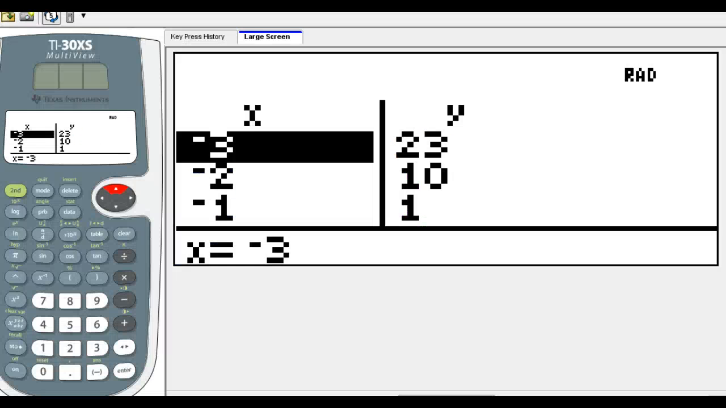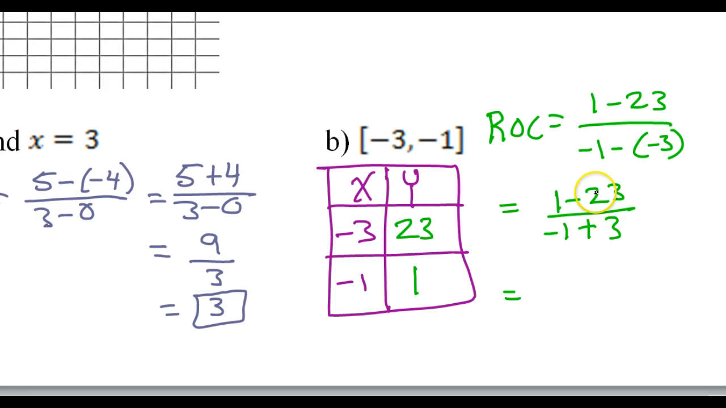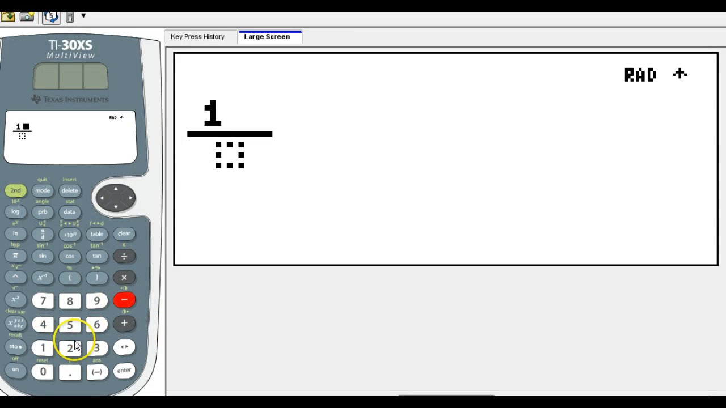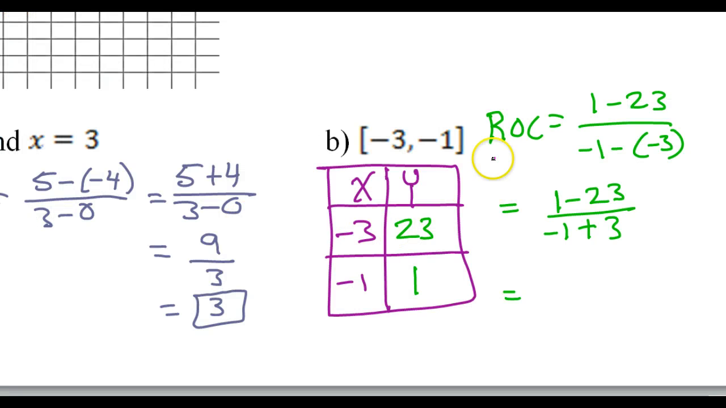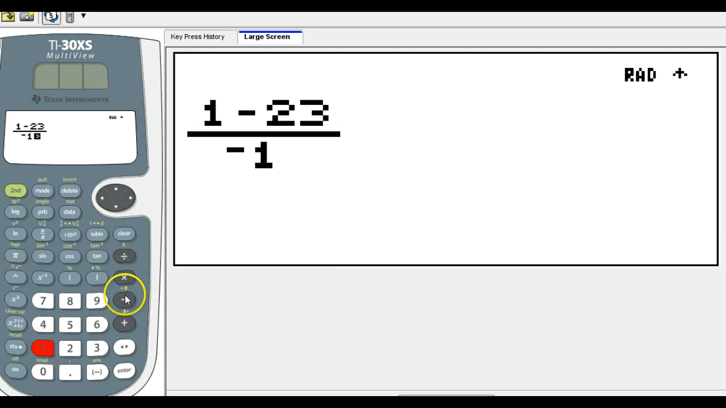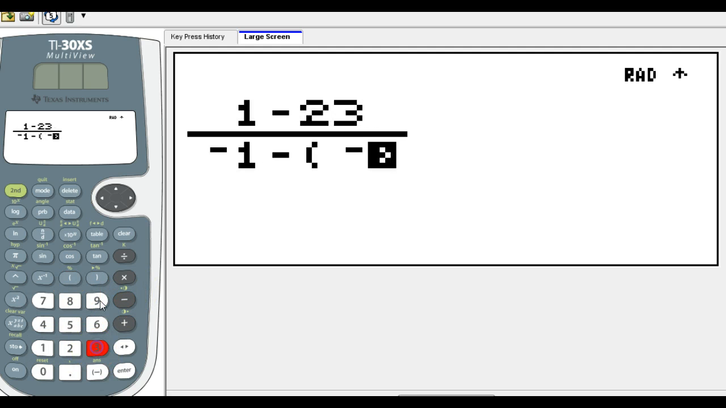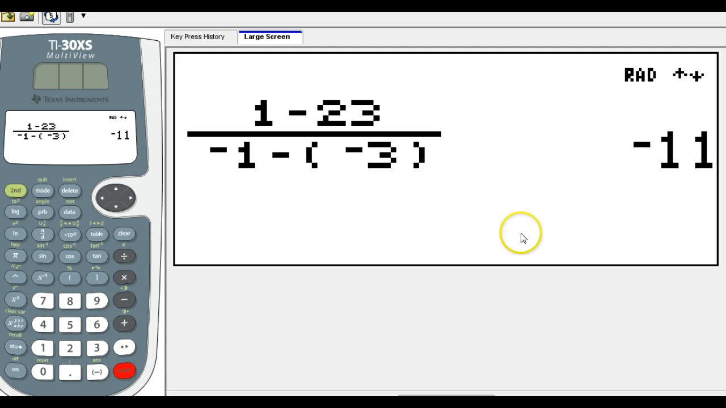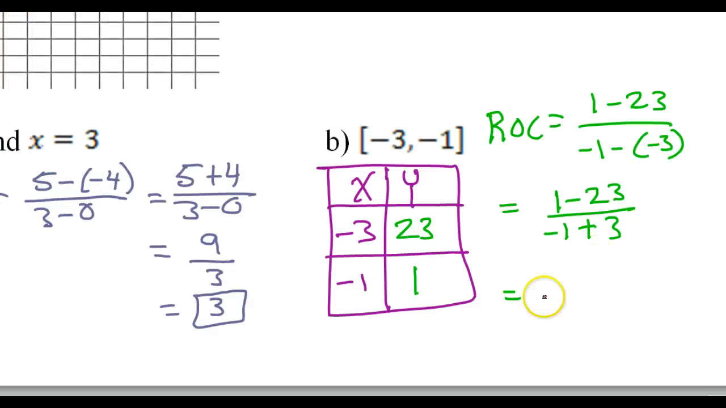Just for fun, I haven't been using the calculator to do these kinds of simple calculations, but I want to make sure you understand that you could use the calculator. There are a few of you out there that are just so horrible at doing these kinds of calculations that you're going to want to always check your answer using a calculator. So please understand, you could type in the original problem here. 1 minus 23, go into fraction mode. So 1 minus 23 over, and then what do we have? -1 minus -3. Okay, you can just type it all in. And kabam, -11. Okay, so that is the rate of change for part B.